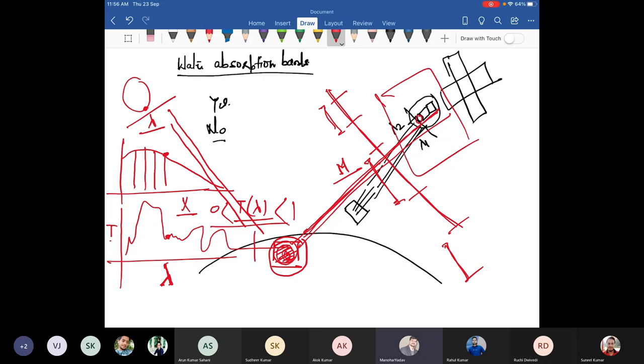Now I'm going to discuss how we analyze the interaction of EMR radiation with Earth surface objects.